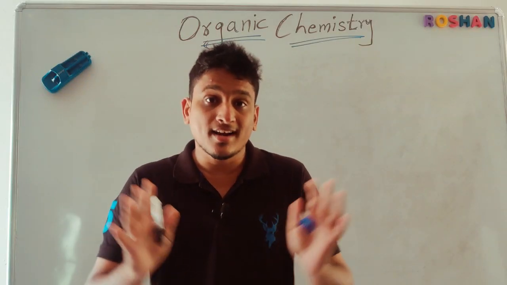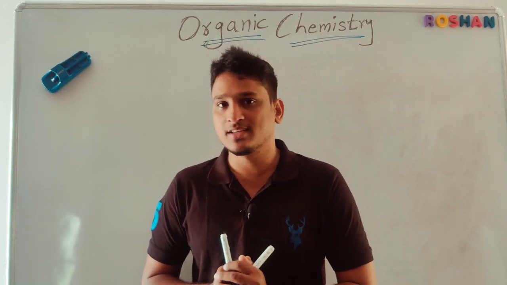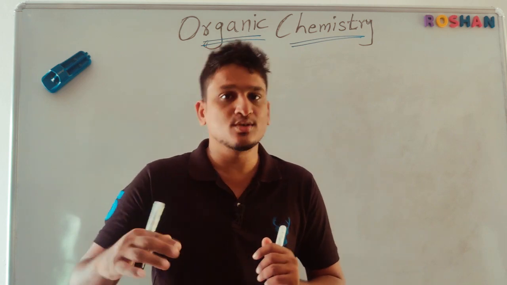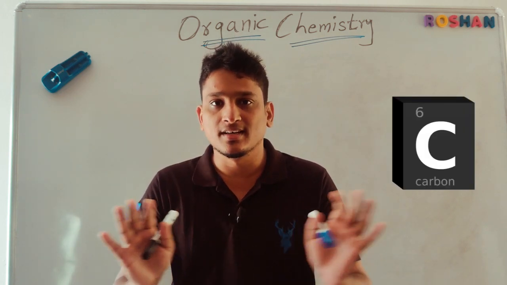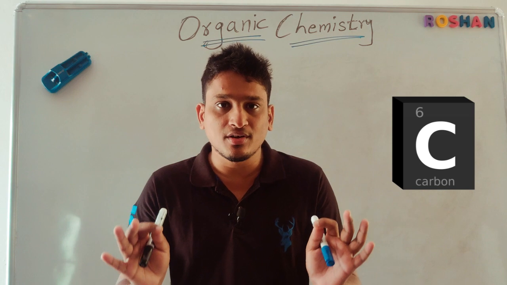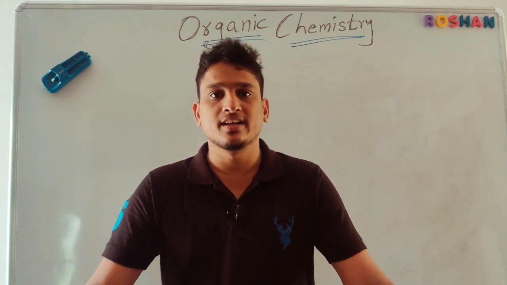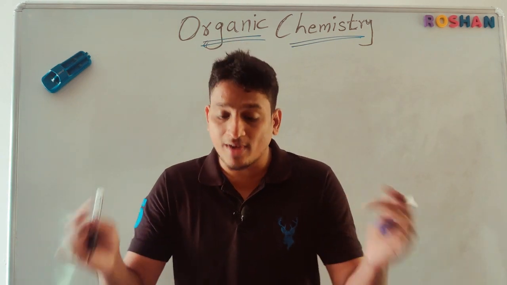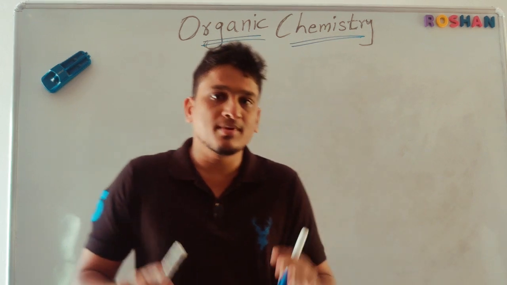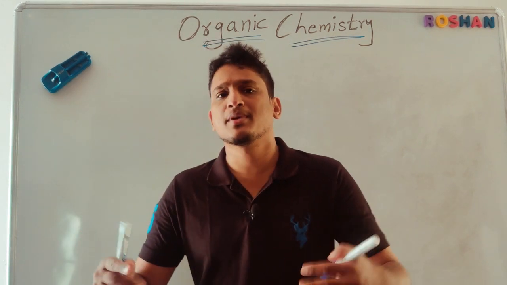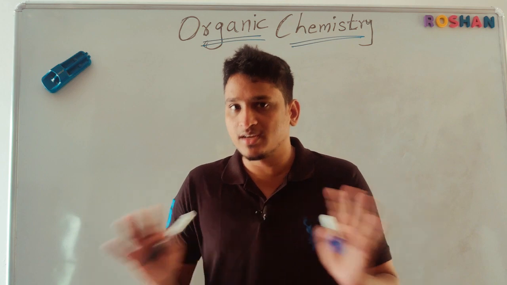There are 118 elements in the periodic table, yes or no? But there is only one element which has its own branch, that is carbon. So organic chemistry is based on carbon compounds only. So here in this video, the discussion is about why only carbon? Why only carbon has this separate branch of chemistry, separate discussion. What is the reason? Everything we'll discuss in this video.